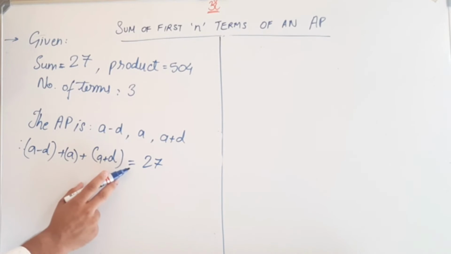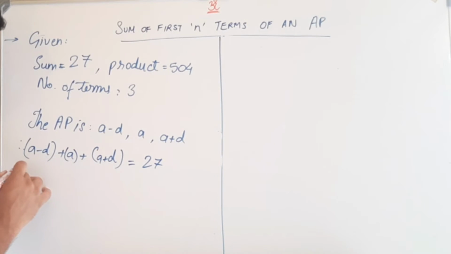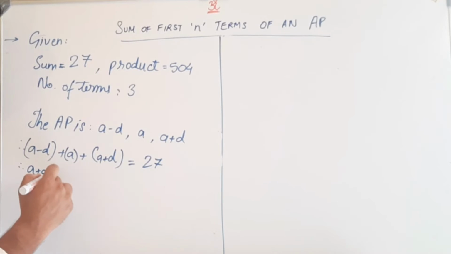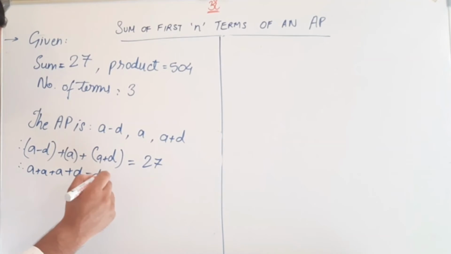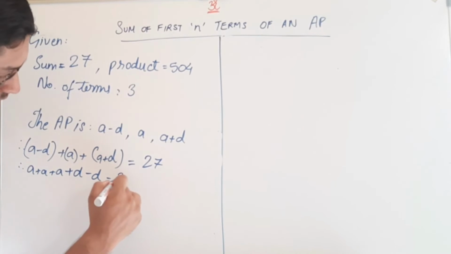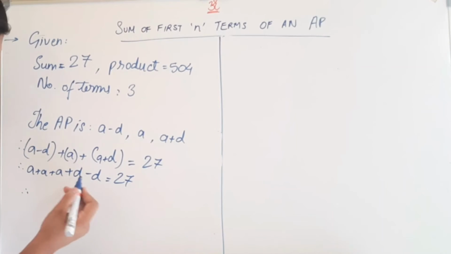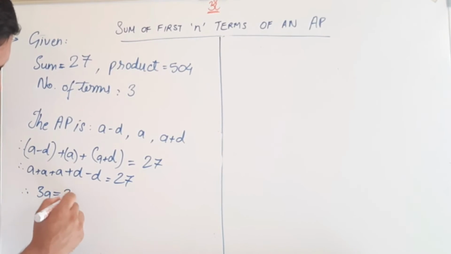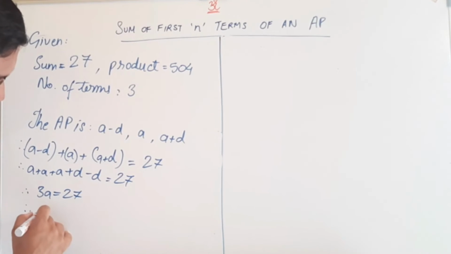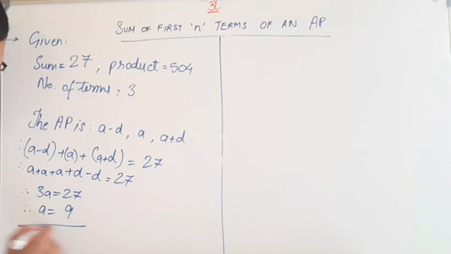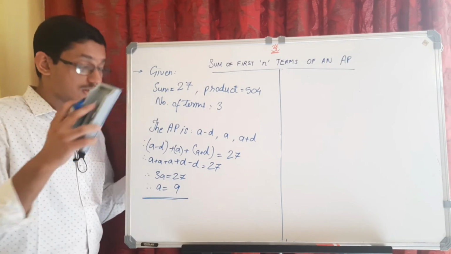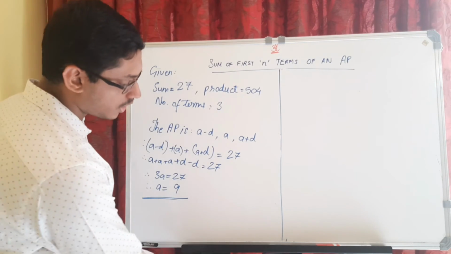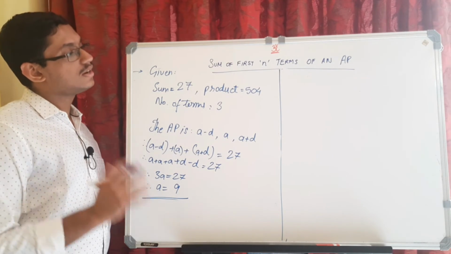So minus d and d get cancelled. You see, a plus a plus a plus d minus d equals 27. So this gets cancelled. 3a is equal to 27. Therefore a is equal to 9. Correct? We found out one value: a is equal to 9. Don't rub this out.